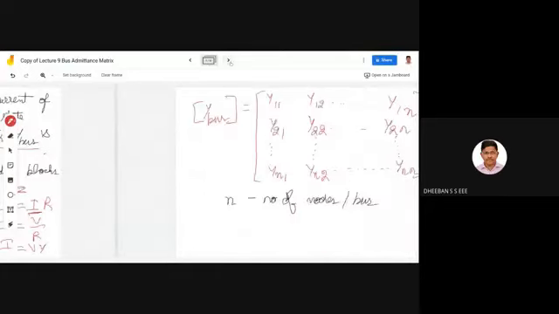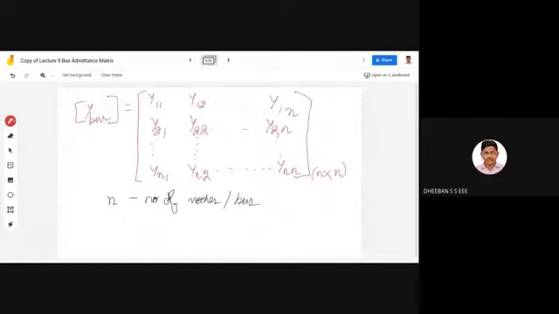So this is the bus. For example, if you have a two bus system, this will be your bus 1, this will be your bus 2, and there is a connection between them, and this connection is represented by Y12.